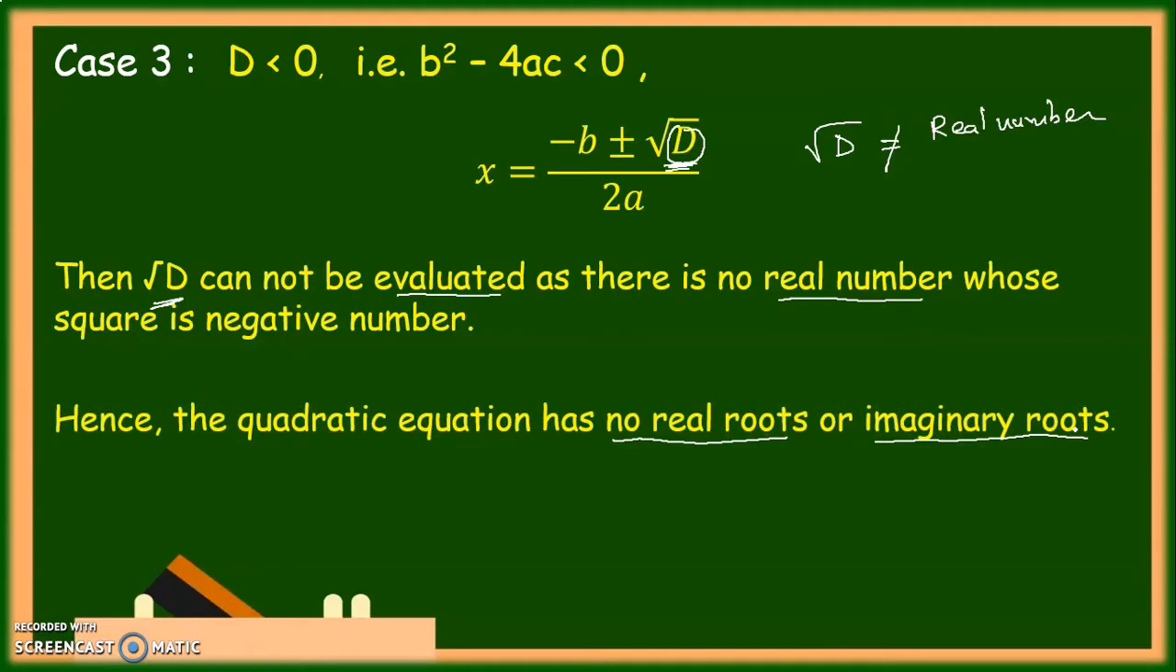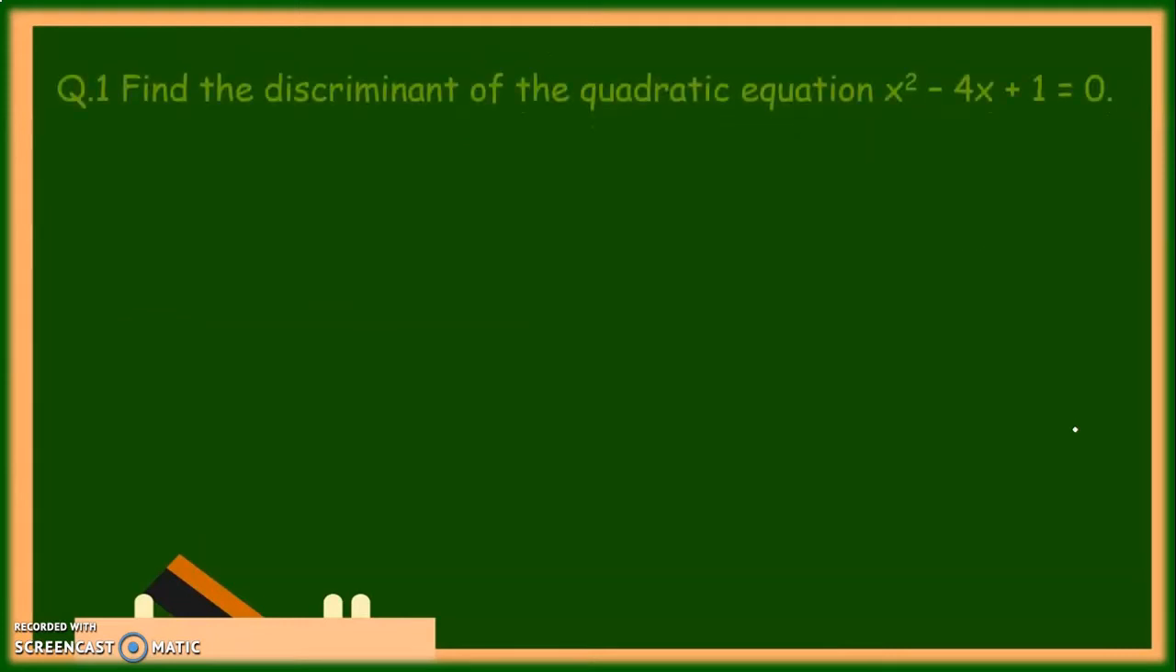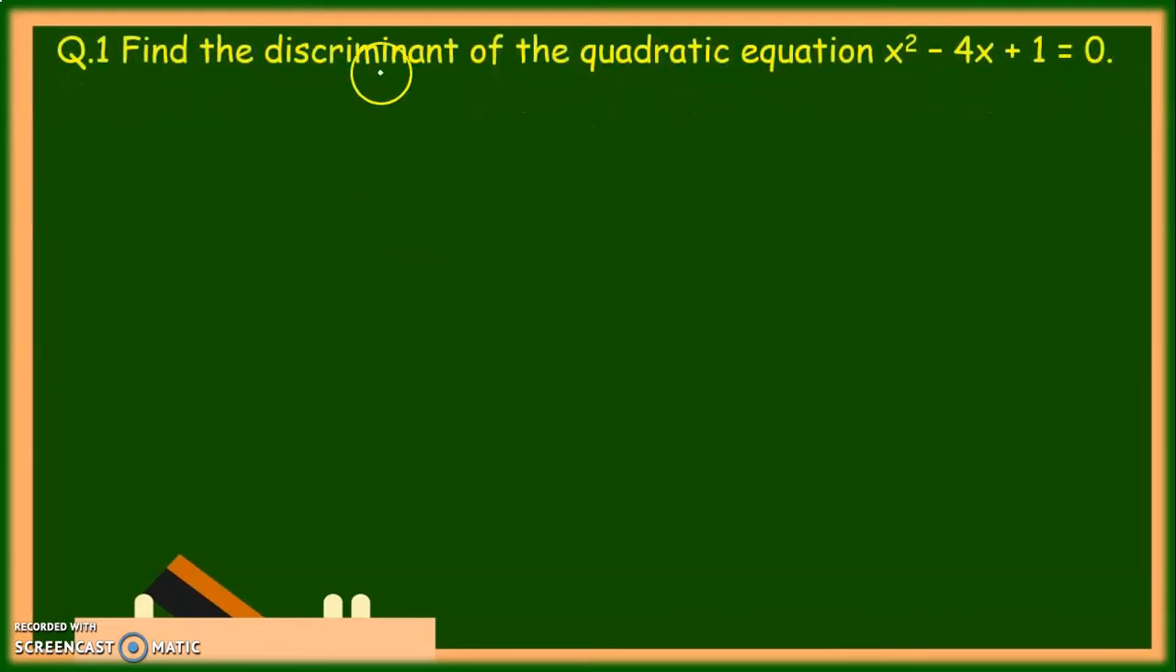Now let's start solving the equations. See question number 1. Find the discriminant of the quadratic equation. Here the quadratic equation given is x square minus 4x plus 1 equal to 0. In this equation, a, the coefficient of x square, is 1, b, the coefficient of x, is minus 4, and c, the constant term, is also 1. Now we want to find the discriminant.